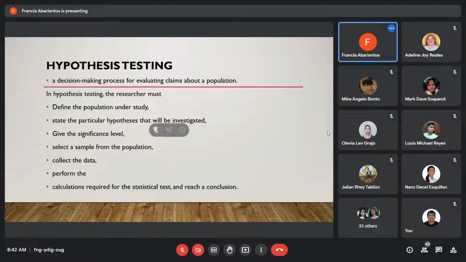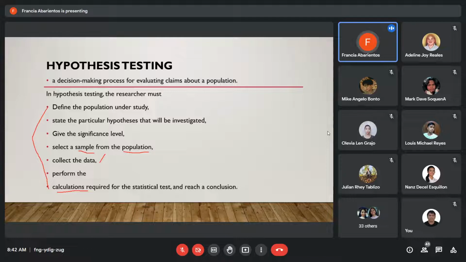Sample data. I have here a sample from the population. Okay. We need to collect the data. So, yun class, actually, pag nagre-research ka na, yan yung gagawin mo. You need to collect the data. It is either experimental, descriptive, exploratory research, so madaming klaseng research class. And last but not the least, we need to perform the calculation required for that given sa atin yung problem.